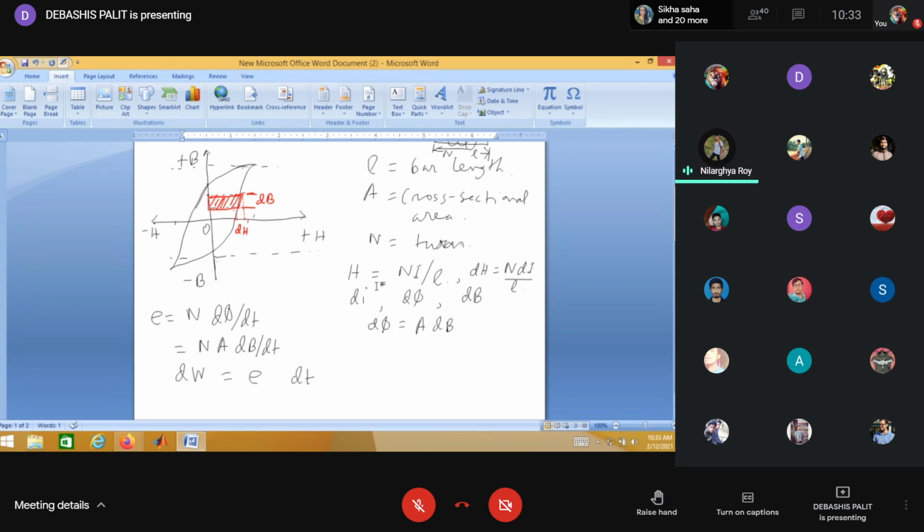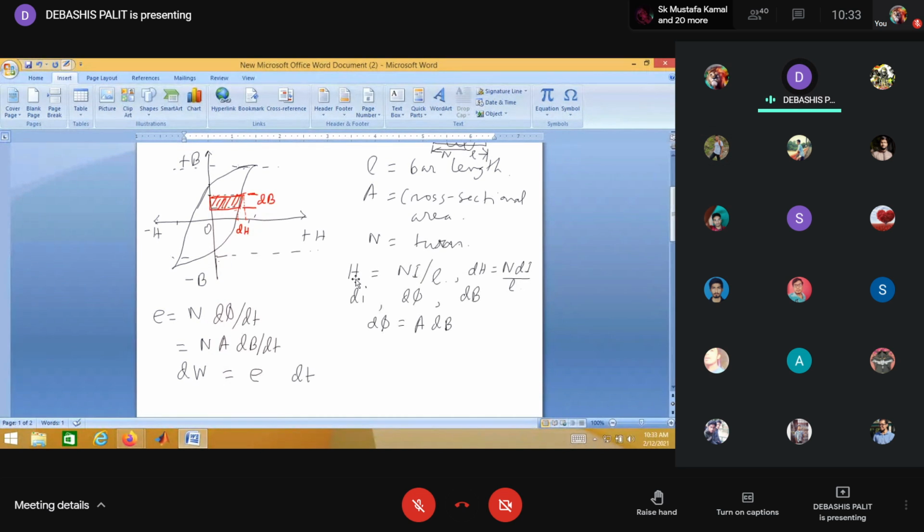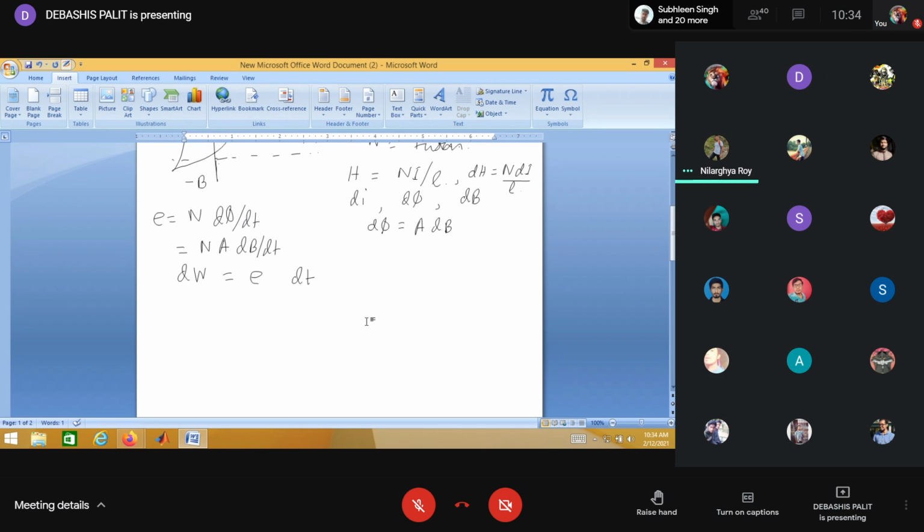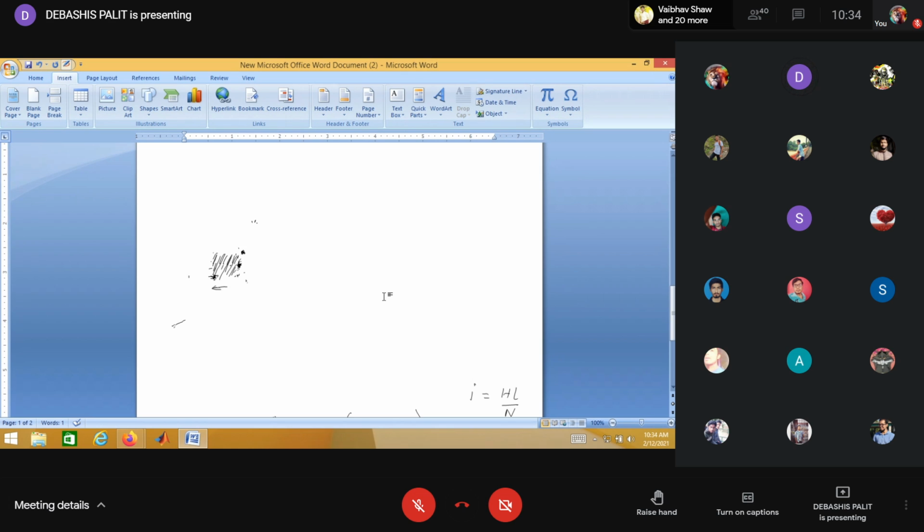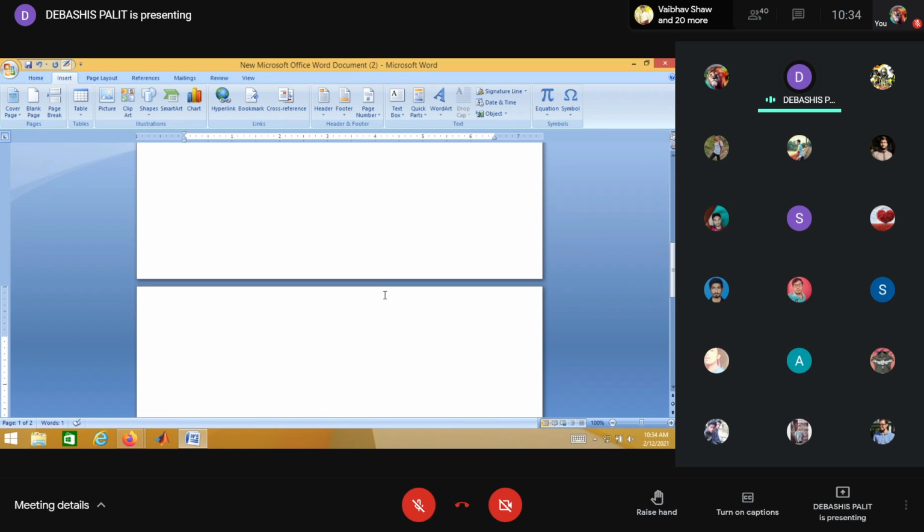So, sir, in the formula, H represents which instance? For this formula, when the current is I, the field intensity is H, and the formula is Ni by L. If the current is di, then the instantaneous change in field intensity is dH. N and L are constant, so di is changing, so dH is also changing. So this is your formula.